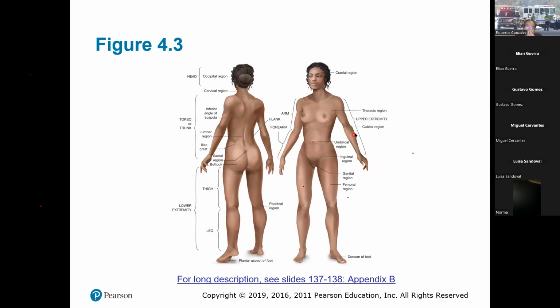And right here, when they're talking about this little section right here, when you fold your arm, there's the little crease, the bend area of your elbow, on the opposite side. It's called the cubital region. Okay, the flank would be towards the sides.